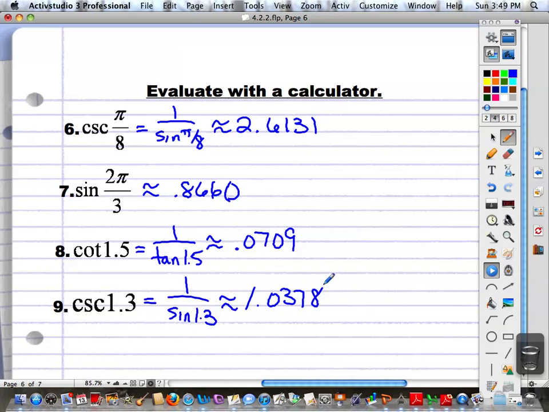So again, remembering that the cosecant, the secant, and the cotangent are just reciprocals of the sine, cosine, and tangent. So if I need to find values for those last 3 trig functions, I just find its corresponding function and take the reciprocal. Use that x to the -1 power key. That's the reciprocal key on your calculator.